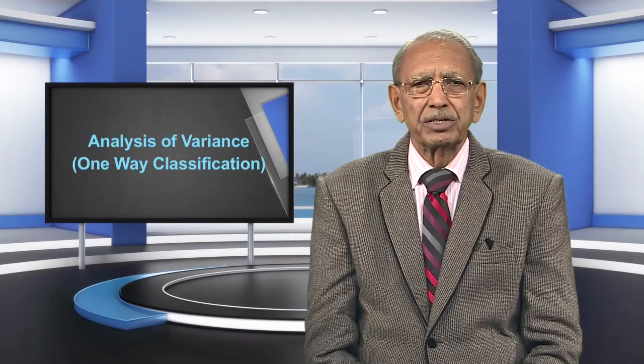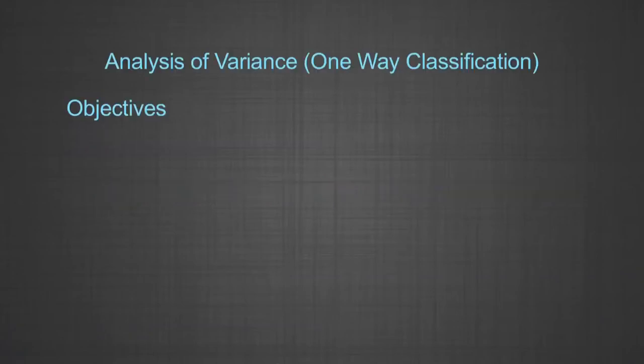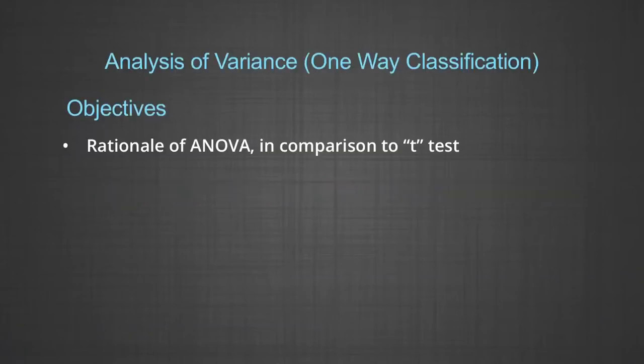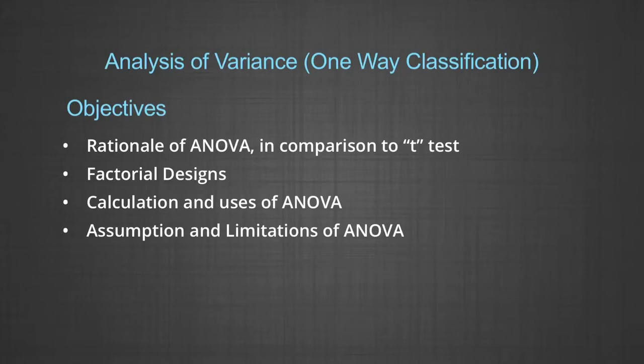The module that we are going to discuss with you today is Analysis of Variance, One-Way Classification. The objectives of the module are: the students will be able to learn the rationale of ANOVA in comparison to t-test. They will also be able to learn the factorial designs. They will also be able to learn calculation and uses of ANOVA. They will also be able to understand the assumptions and limitations of analysis of variance.